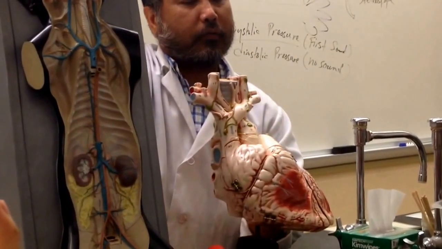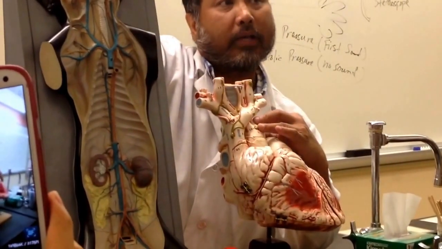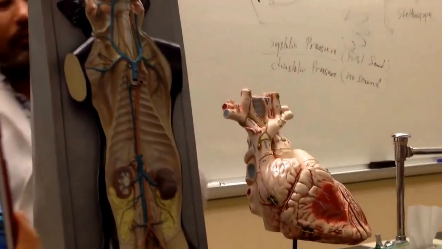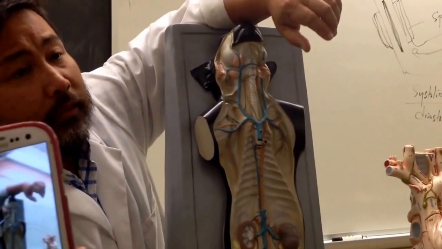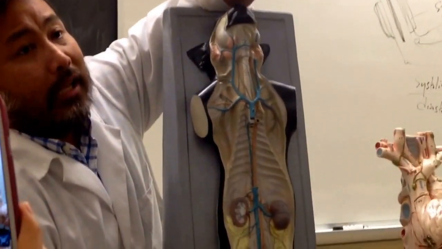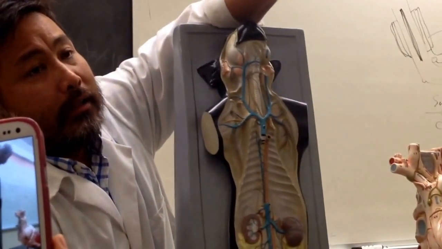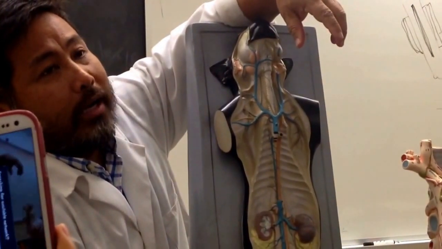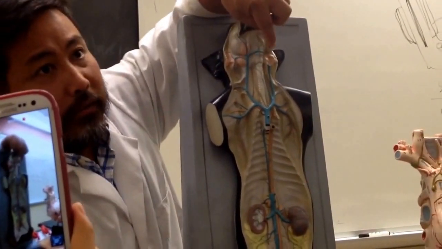One major difference between humans and cats would be this. There are three blood vessels coming off of the aortic arch in humans. In the cat, we didn't dissect it, but you have to rely on this: there's only two, the brachiocephalic and the left subclavian artery. What happens to the right common carotid and the left common carotid? In the cat, they come off of the brachiocephalic.